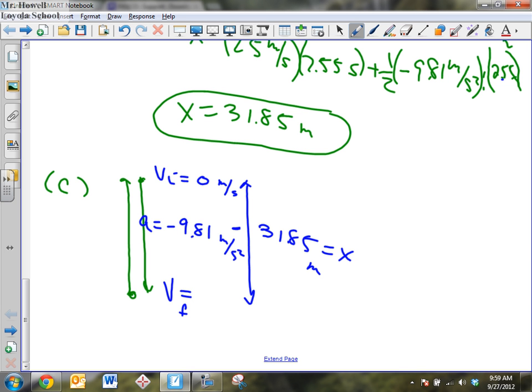Jack and Max, why is it negative 31.85? Because now you're starting up here, and you're ending down here, so you're traveling a negative displacement.